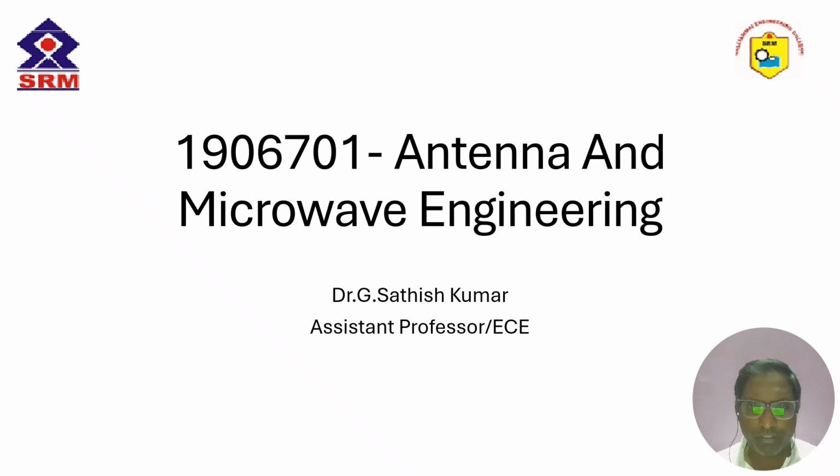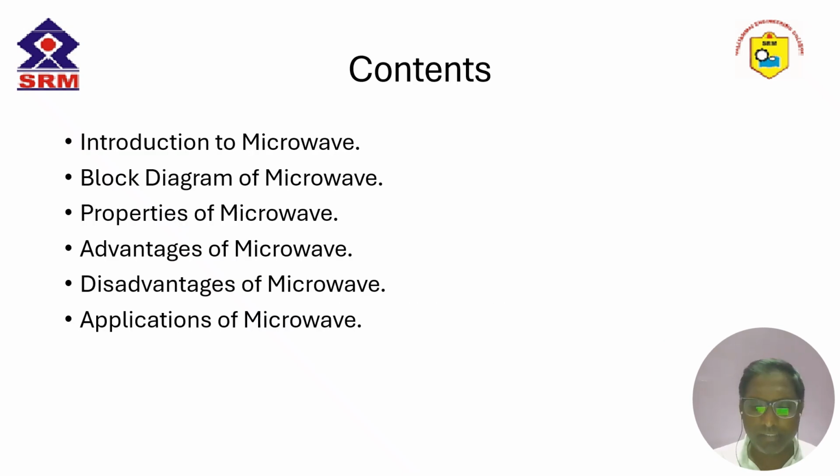Today we are going to discuss the Antenna and Microwave Engineering subject. The subject code is 1906701. The content of the topic is Introduction to Microwave, Block Diagram of Microwave, Properties of Microwave, Advantages of Microwave, Disadvantages of Microwave, and the applications of microwave.